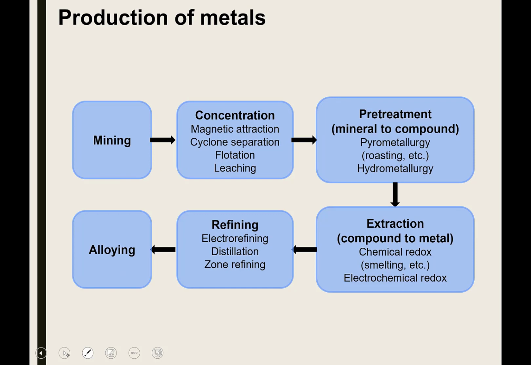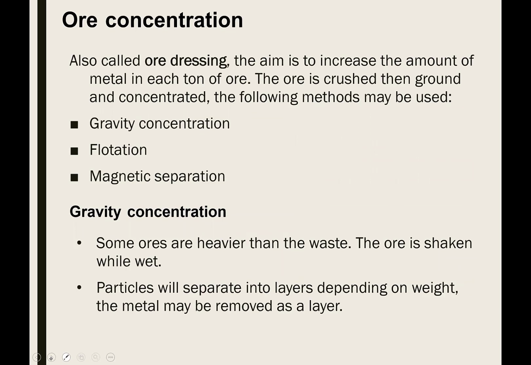Once you reduce your metal, you will put it into a refining step to get rid of the impurities using electro-refining, distillation, or zone refining. And finally, depending on the application that you want the metal for, you can either use it as the pure metal or make alloys of that metal for different applications. The ore concentration, as we said, is sometimes called ore dressing, and has the aim of increasing the amount of metal in the ore and getting rid of any other products that will not produce the target metal.